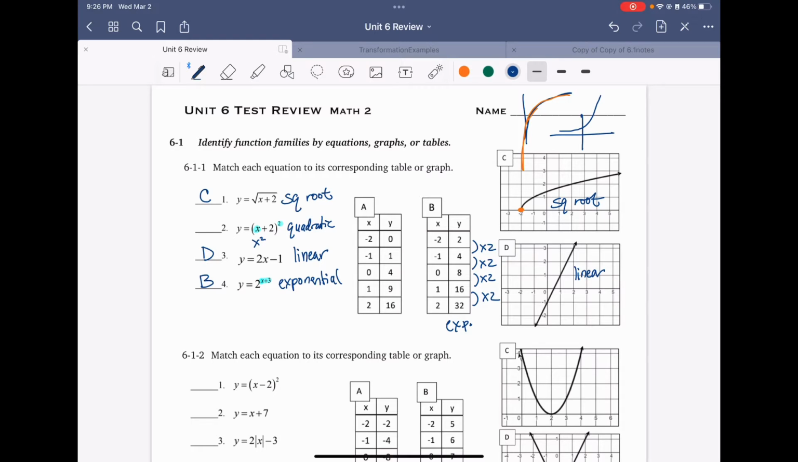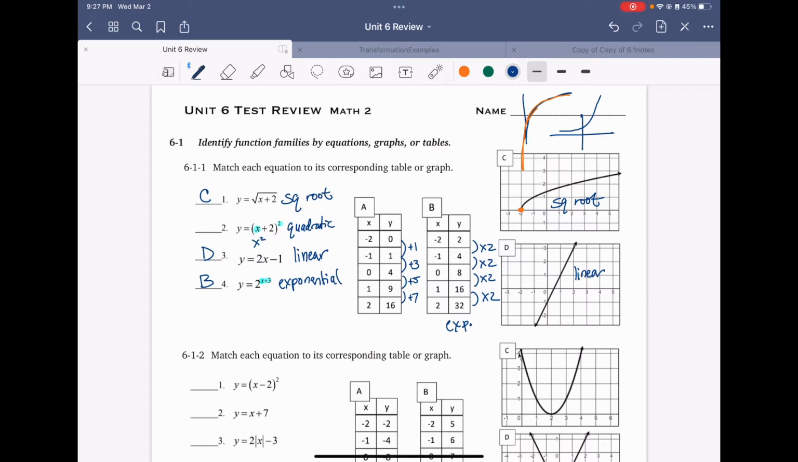So by process of elimination, 2 should be A, but before I put it there, let's make sure it has the right pattern. So 0 to 1 is plus 1. 1 to 4 is plus 3. 4 to 9 is plus 5. 9 to 16 is plus 7.